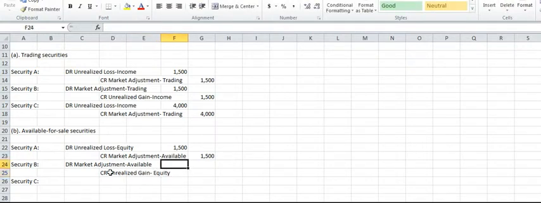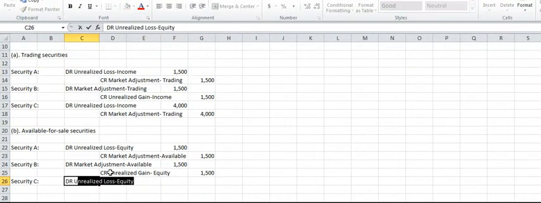Okay, still going to have the same numbers here. And then finally, we'll finish this last category out.